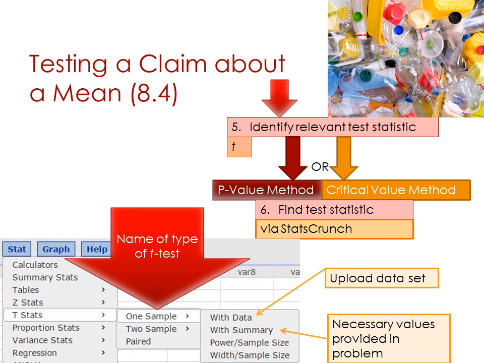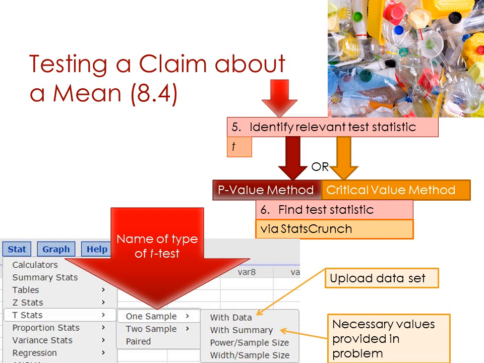Again, we're on data set number 23. You're going to go to t-stats, one sample, and that's the name of the type of t-test we're doing here. Notice when we come back and look at exam 4, we're going to do these other two: 2 sample and paired. But for right now, we're doing the 1 sample t-test.